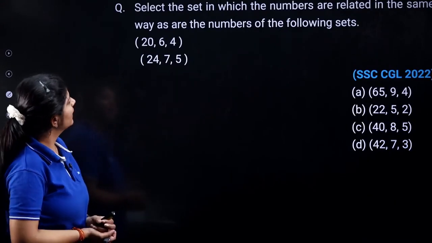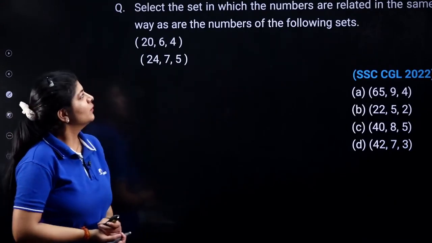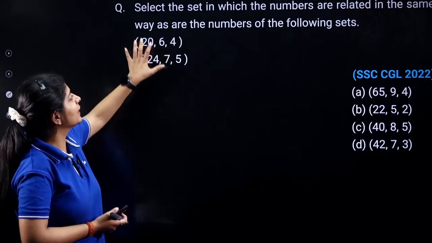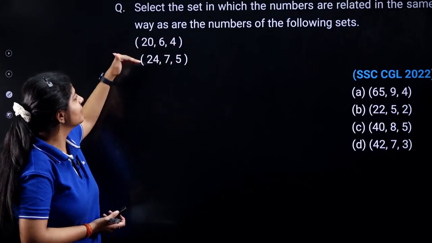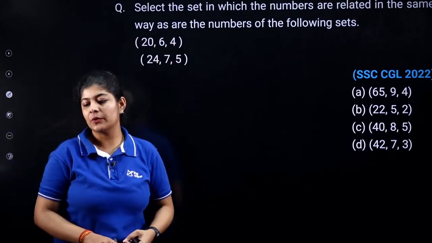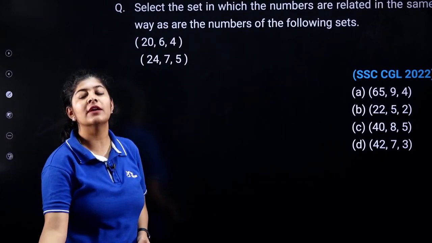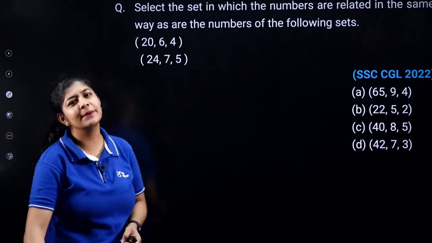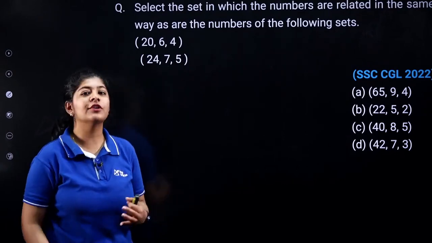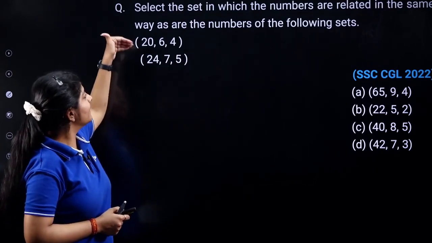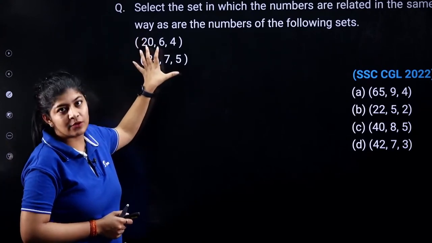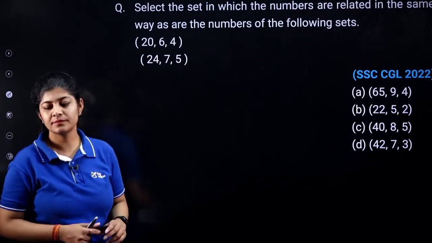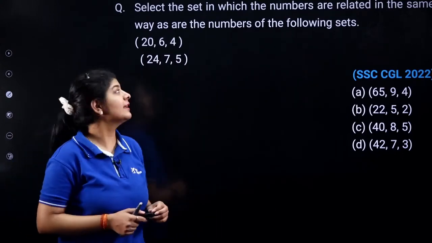Next one. In this one, I have to determine the option which follows the particular property mentioned with these 2 sets. You have to find out in which option similar properties are present. First, you have to determine what property or pattern is present over here, and you need to apply the same pattern to these options. Start playing with the numbers.